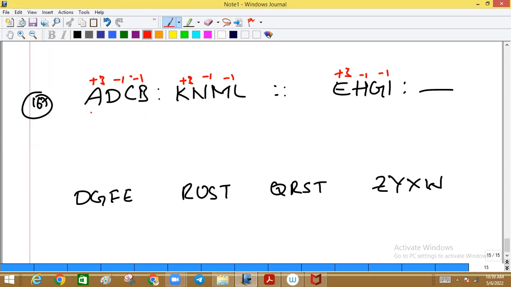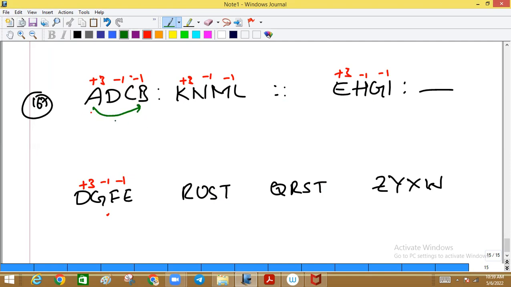If you do that, D to G, how much? Plus 3. G to F, minus 1. F to E, minus 1. So plus 3, minus 1, minus 1. Or you can do it like this also. This is not the only standard format you need to follow, nothing like that. You can follow any method.